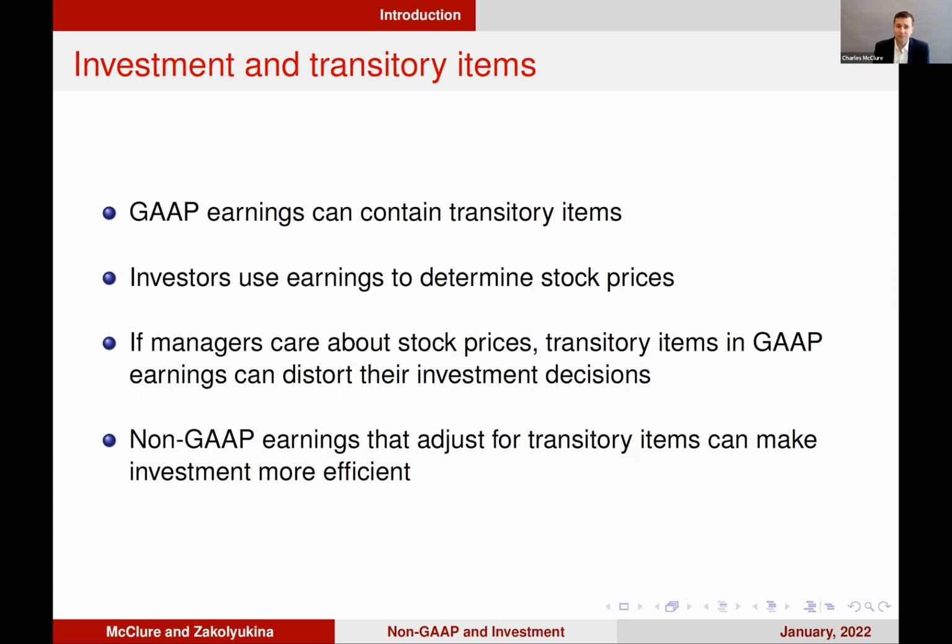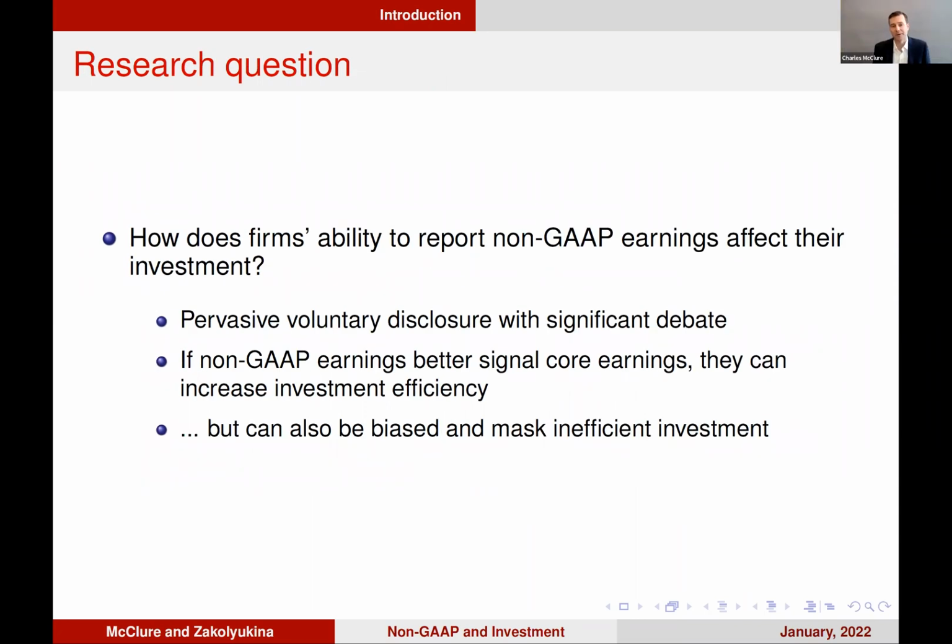to help determine that stock price, those transitory items in GAAP reporting can have a feedback effect and affect the firm's decisions. Now, one of the ways that firms have tried to get around this issue of having an imperfect measure like GAAP earnings is through the use of non-GAAP earnings. It's a way for firms to adjust for transitory items that can possibly make their investment decisions more efficient if they're able to credibly communicate to investors a better measure of core earnings. So what we're looking at in this paper is how this ability to report non-GAAP earnings affects firm investment, right? Non-GAAP earnings is a pervasive voluntary disclosure that's not without debate.